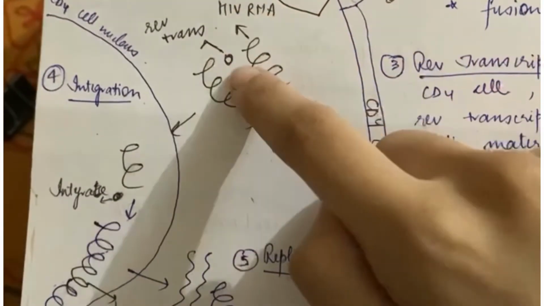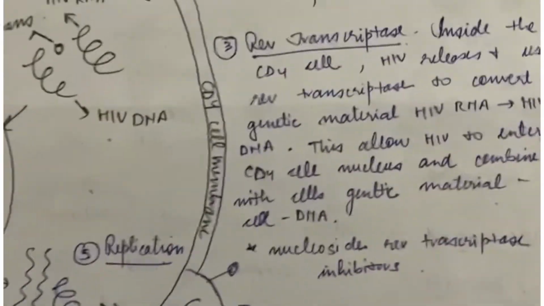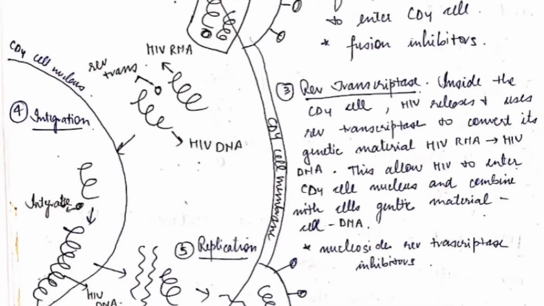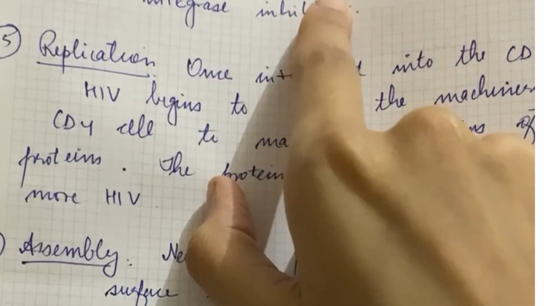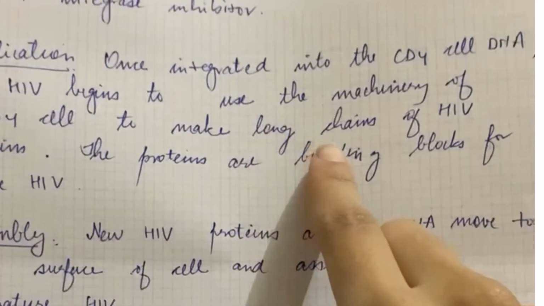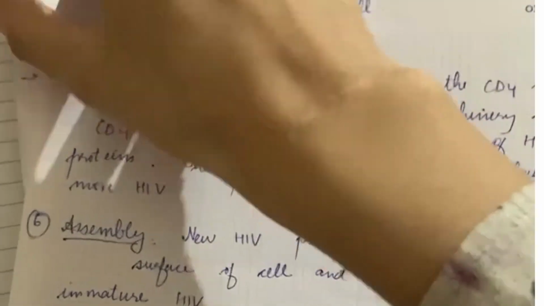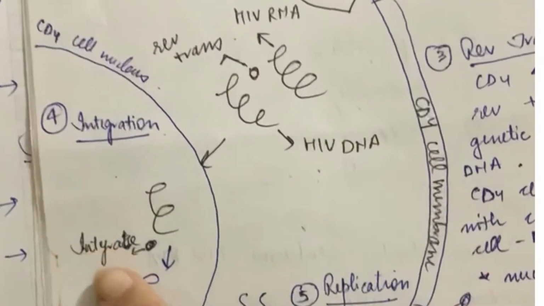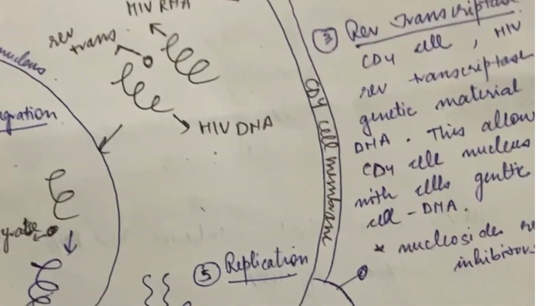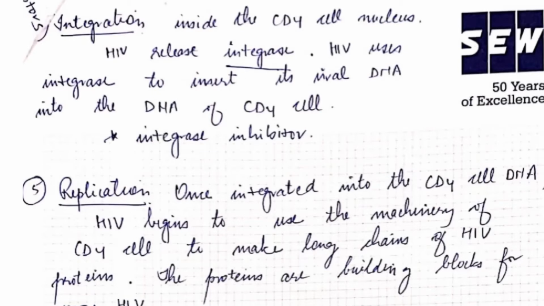Inside the CD4 cell, HIV releases and uses the reverse transcriptase to convert its genetic material, that is HIV RNA, to HIV DNA. Now the fourth step, that is integration. That means inside the CD4 cell nucleus, HIV releases integrase and HIV uses this to insert the viral DNA into the DNA of CD4 cells.